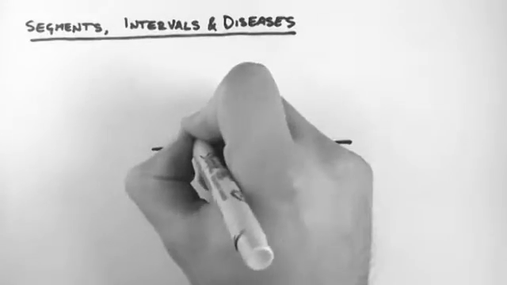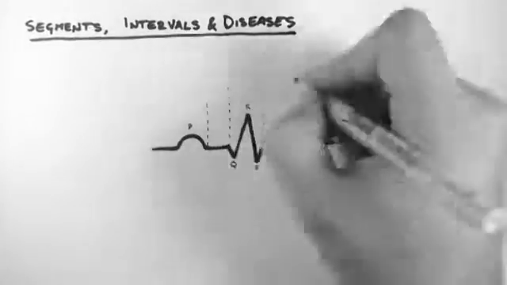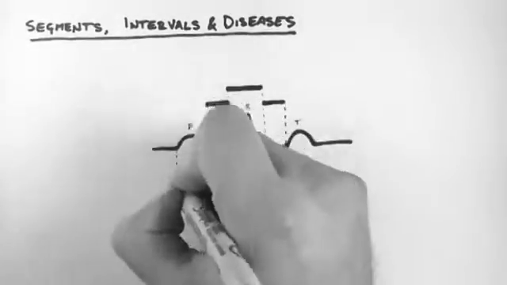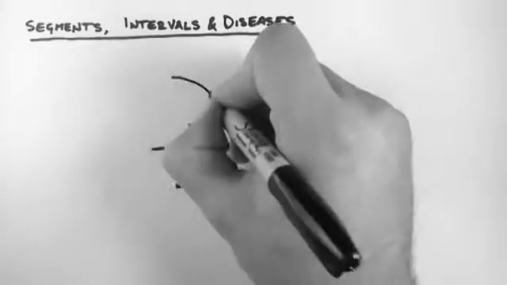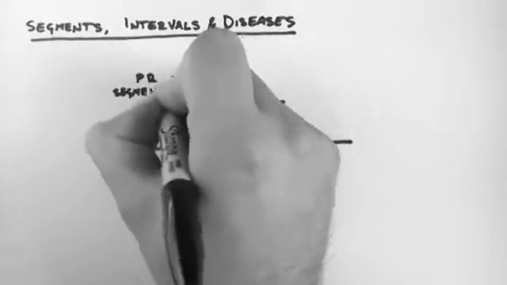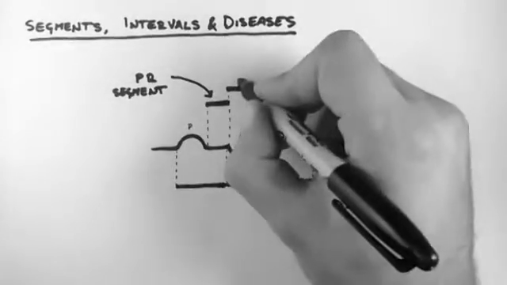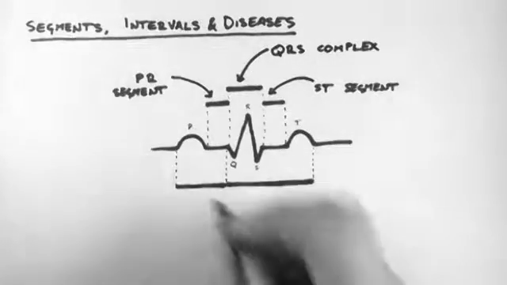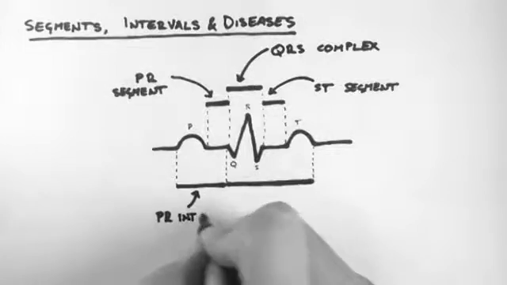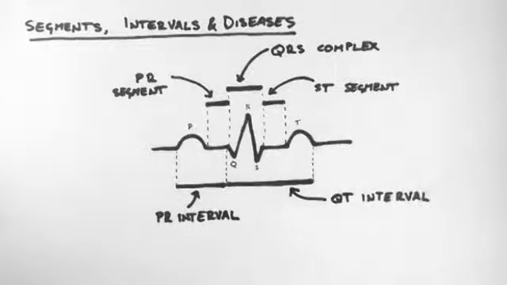Now I'll label the waves. And now I'm going to split the ECG up into its segments and intervals. This is the PR segment. This is the ST segment. And between them is the QRS complex. Down here we have the PR interval and the QT interval. So let's talk about each of these divisions.